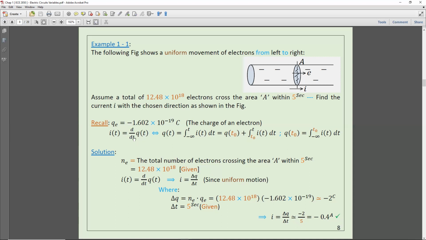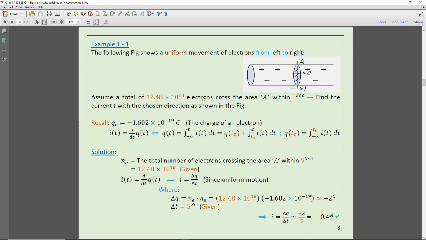Again, I didn't do differentiation here because it told me uniform, okay? Uniform change. So every 5 seconds, this is a change here, a total cross every 5 seconds. That means the amount of charge here at the right is increasing by this amount every 5 seconds, and this is constant, okay?